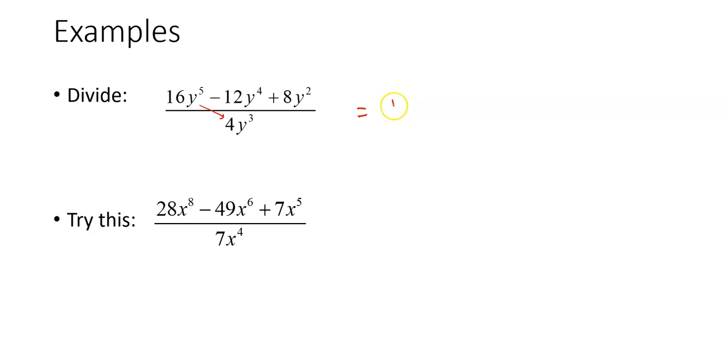16 divided by 4 is 4. I've got a y to the fifth and a y to the third. 5 minus 3 is 2. 4y squared. Well, once we do it with the first one, now we've got to do it for the other two, right? So just because you divided the first one doesn't mean it's gone. It still applies to the other two terms as well. There's a minus sign, so we'll carry the minus sign with us.